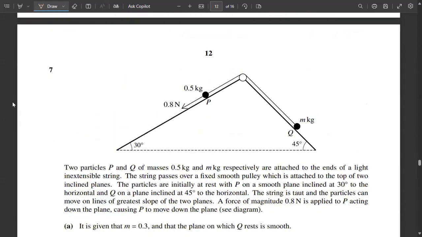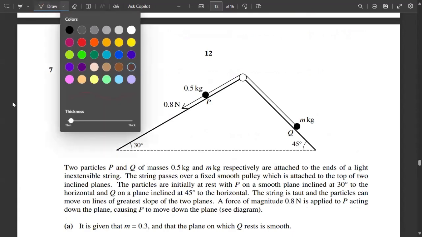Next question. Oh my God. This looks like an English exam rather than a mechanics paper.